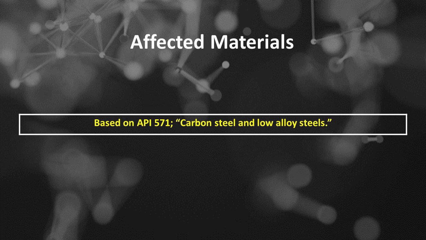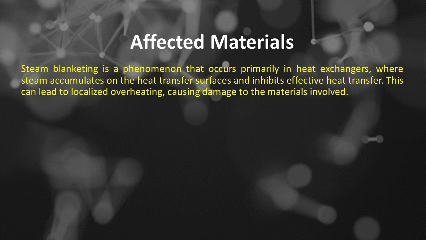Steam blanketing damage affected materials, based on API 571: carbon steel and low alloy steels. Steam blanketing is a phenomenon that occurs primarily in heat exchangers, where steam accumulates on the heat transfer surfaces and inhibits effective heat transfer. This can lead to localized overheating, causing damage to the materials involved.